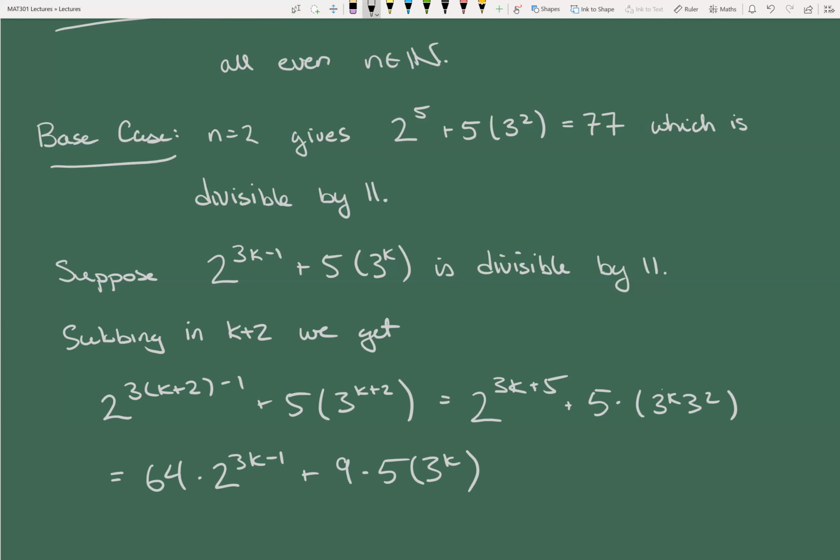And you might ask, where are the 64 and the 9? The reason I did this is because I'm trying to reduce this to the things that I saw before. I know that my induction hypothesis tells me something about 2 to the 3k minus 1, and it tells me something about 3 to the k. So I'm trying to make sure that those show up, right? And I think, Kenneth, that's what you're saying, right?